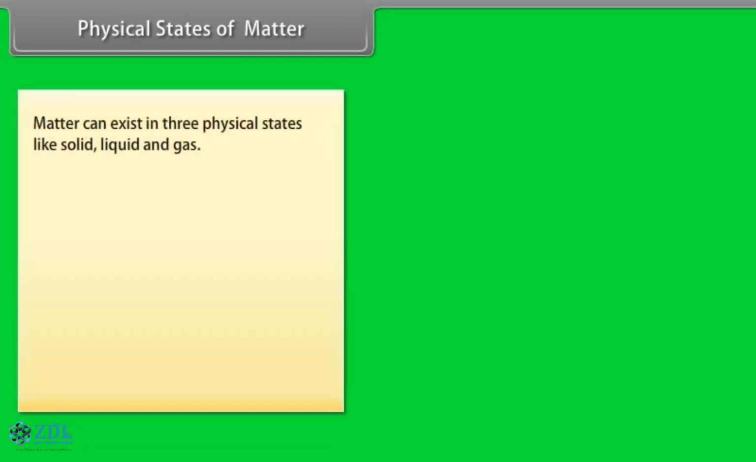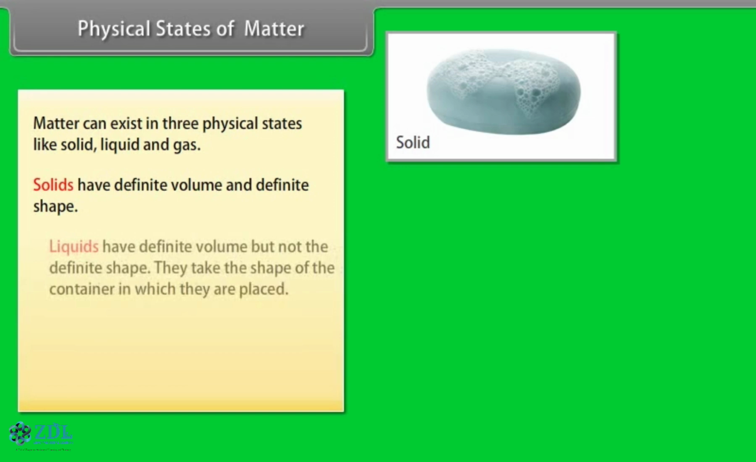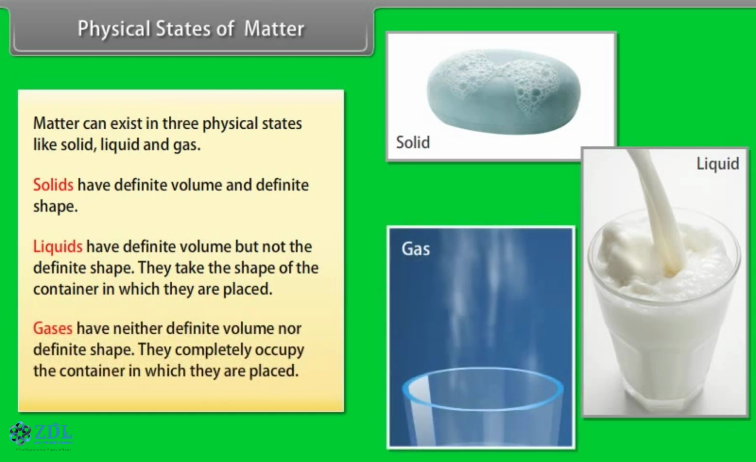Physical states of matter. Matter can exist in three physical states: solid, liquid, and gas. Solids have definite volume and definite shape. Liquids have definite volume but not definite shape. They take the shape of the container in which they are placed. Gases have neither definite volume nor definite shape. They completely occupy the container in which they are placed.